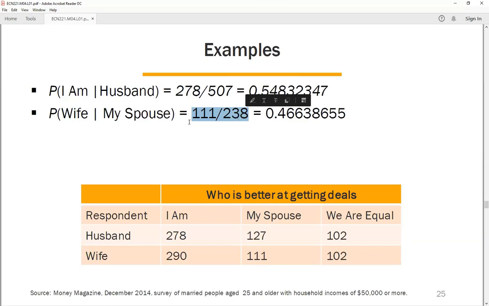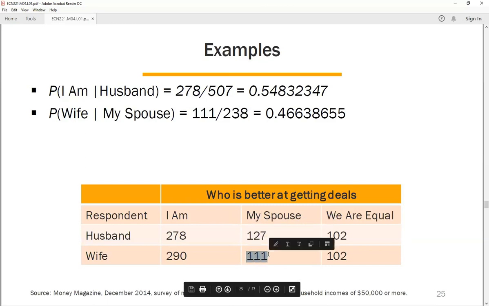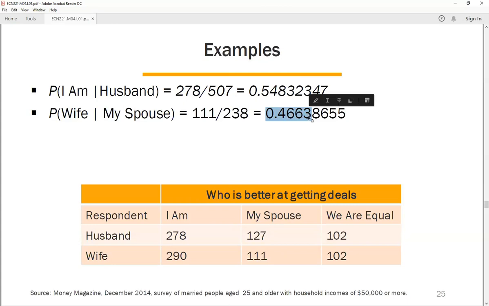And so then I need the marginal probability of being "my spouse." So where do I find that? I go to the "my spouse" entry here, and I've got 127 plus 111. I add those together to get 238. Again, you can pause the video and pull a calculator out to check that if you like, but the answer will be 238. So then I get 111 divided by 238, and I get an answer of 0.4663. And again, technically, you might have over here the 111 divided by 1010 and the 238 divided by 1010, but the 1010s will cancel out, and you'll get the same answer here.